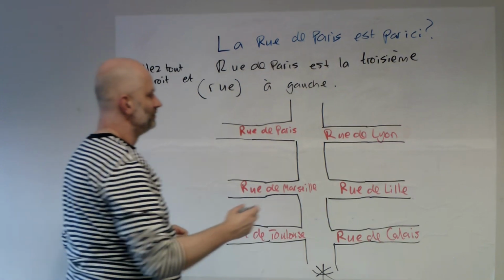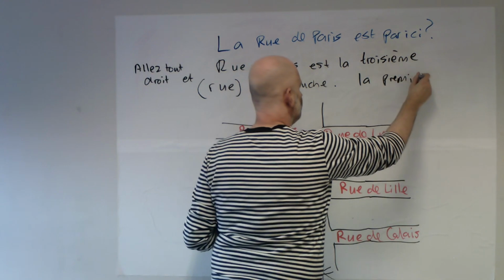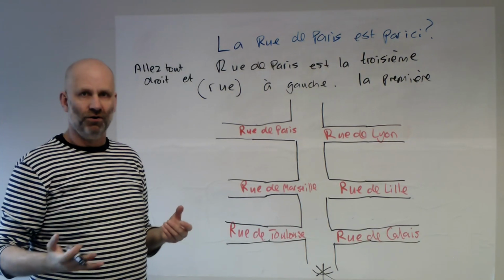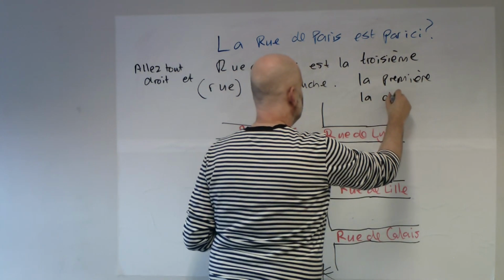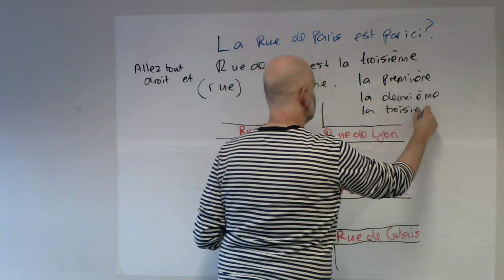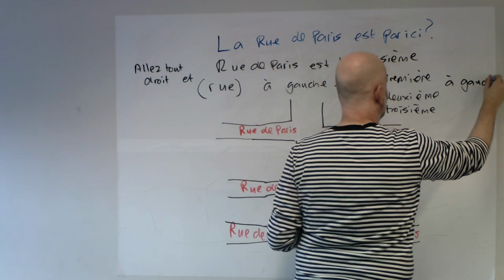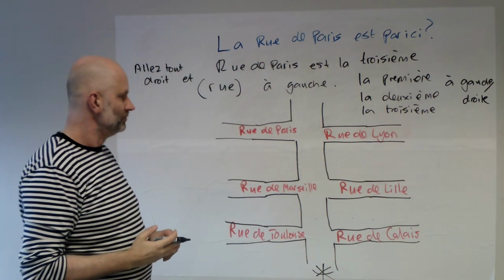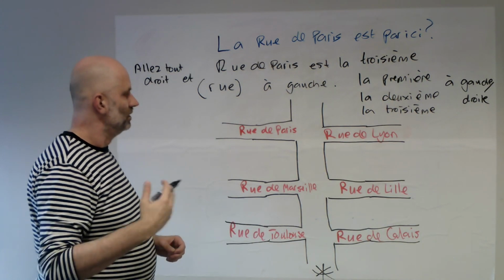So each time it's going to be la première. It's always going to be feminine because it's the first, second, third road, and rue, meaning road, is feminine. La première, la deuxième, la troisième, and then à gauche or à droite. Okay, so we'll look at more ordinal numbers, more than just up to the third in a bit later on.